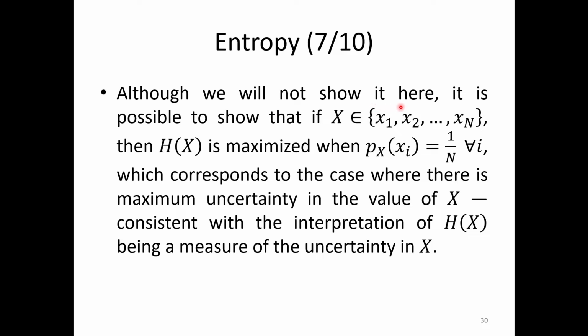Although we will not show it here, it is possible to show that if capital X is in the set small x1, small x2 to small xn, then capital H of X is maximized when P of capital X equal to small xi is equal to 1 over n for all i, which corresponds to the case where there is maximum uncertainty in the value of capital X, consistent with the interpretation of capital H of X being a measure of the uncertainty in X.